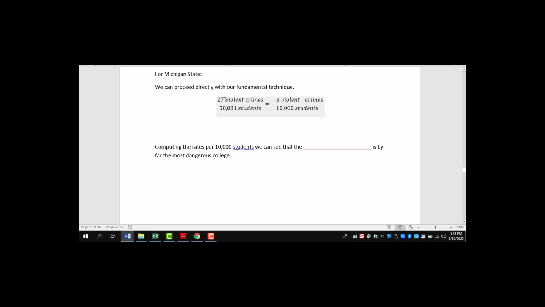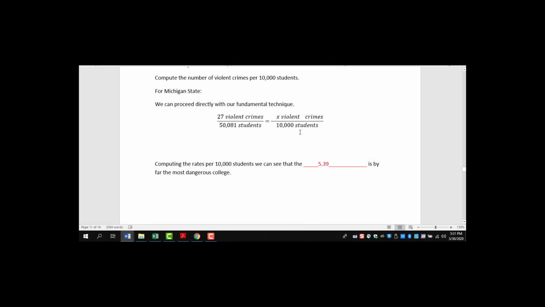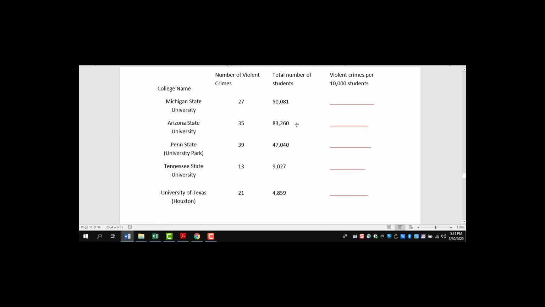50,081 times X equals 27 times 10,000. Divide both sides by 50,081. And computing the rate per 10,000 students, we can see 5.39 violent crimes at Michigan State per 10,000 students. So we'll put that right here.